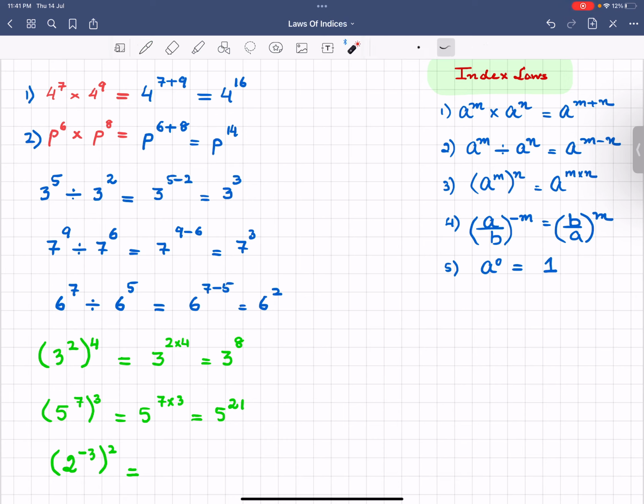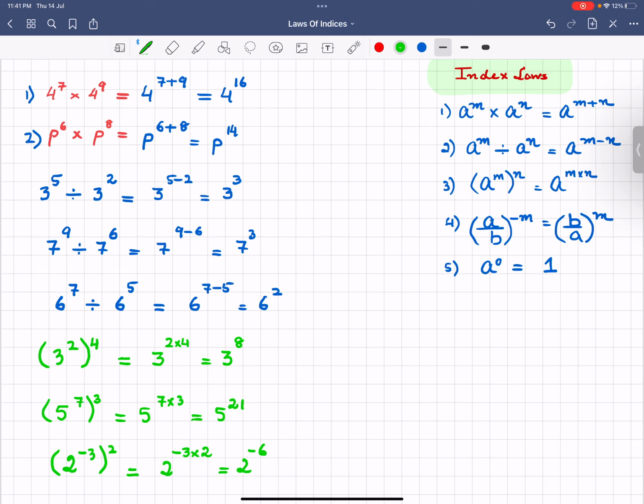All we need to do here is multiply the two powers. So minus 3 into 2 gives us minus 6. So we have 2 to the power of minus 3 times 2, which is 2 to the power of negative 6.